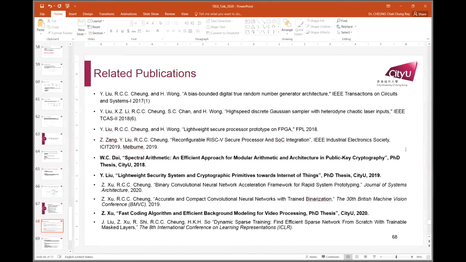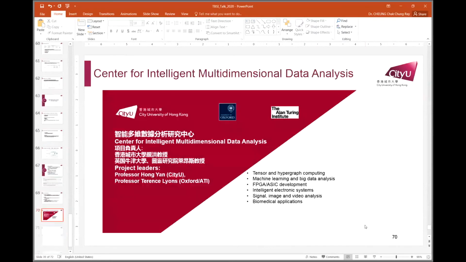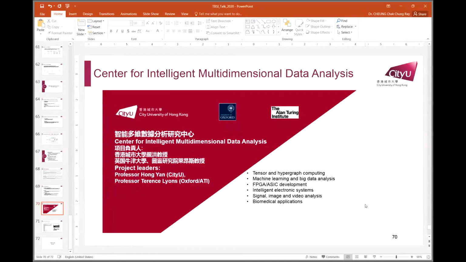Finally, I would like to show some recent publications of our research team. In particular, the bold ones are from the 3 PhD graduates in our team focusing on this area. And I would like to give our appreciation to the CPU team, security team, and IoT research team, with all the team members involved for the hard work, and also TBSI RIOS for the opportunity to work with our students together. We receive funding from the Hong Kong government and also industry support from Dr. Alan Lam Central Company.